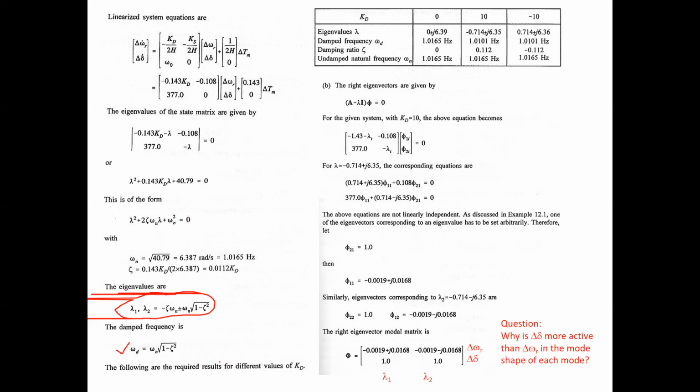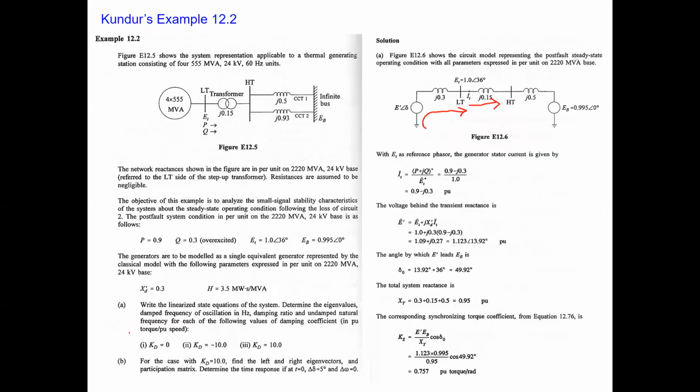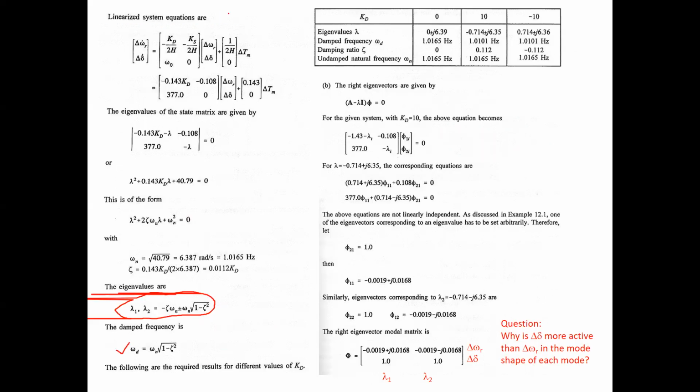So now, since it is said in the first part to determine eigenvalues and then frequency and damping ratio for these quantities of KD, we have a table here, in fact. With the table, you can see what the eigenvalues are. We substitute the value of KD here and then find out what is omega and zeta and then the eigenvalues. So this is what they have done, for KD equal to 0, KD equal to 10, and KD equal to minus 10 here, right?